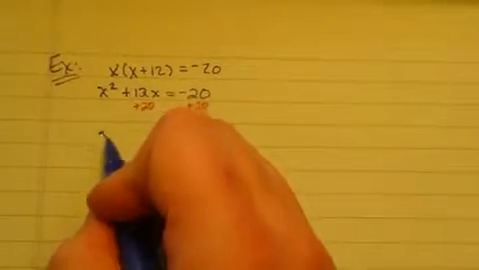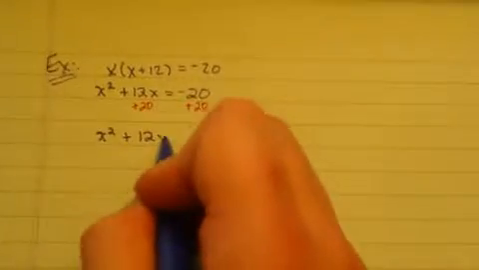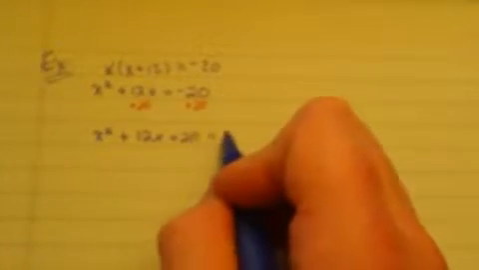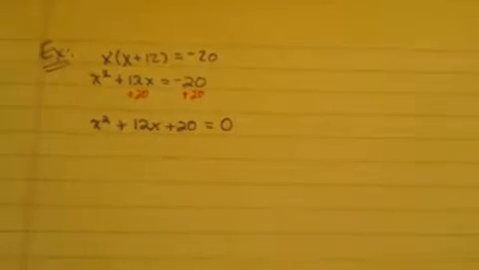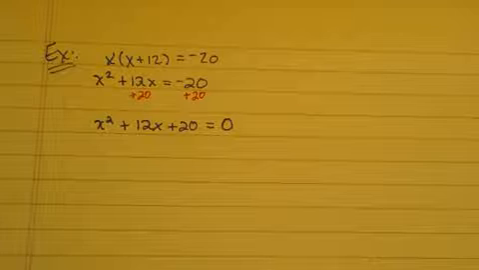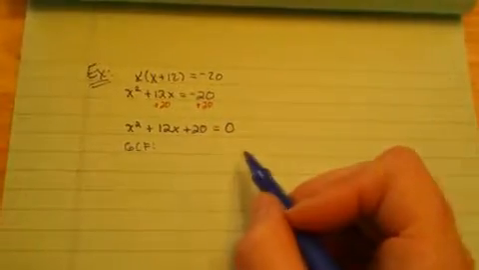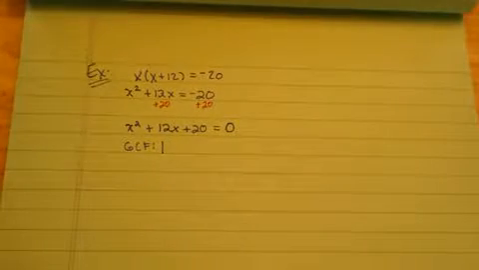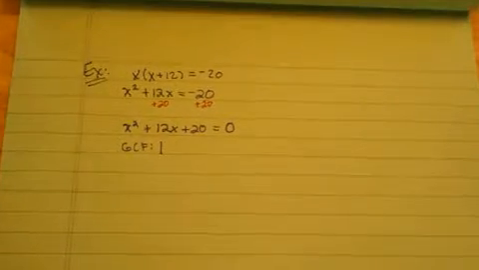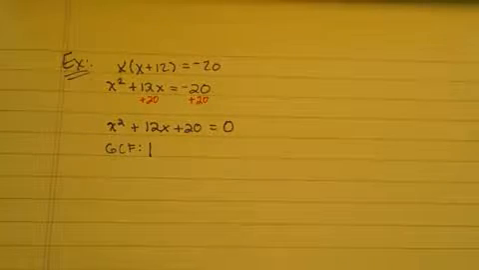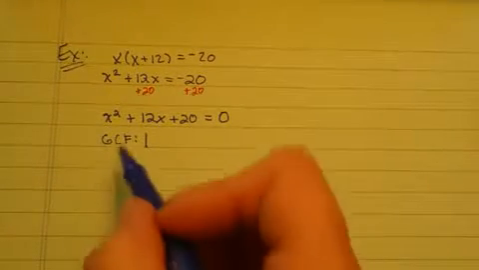So now we have x squared plus 12x plus 20 equals 0. And we can go ahead and factor at this point. We want to check to see if there's a greatest common factor. And the only factor they have in common in this equation is a 1. And since a greatest common factor of 1 isn't going to help us in factoring, we'll just leave it. And we'll start our guess and check.